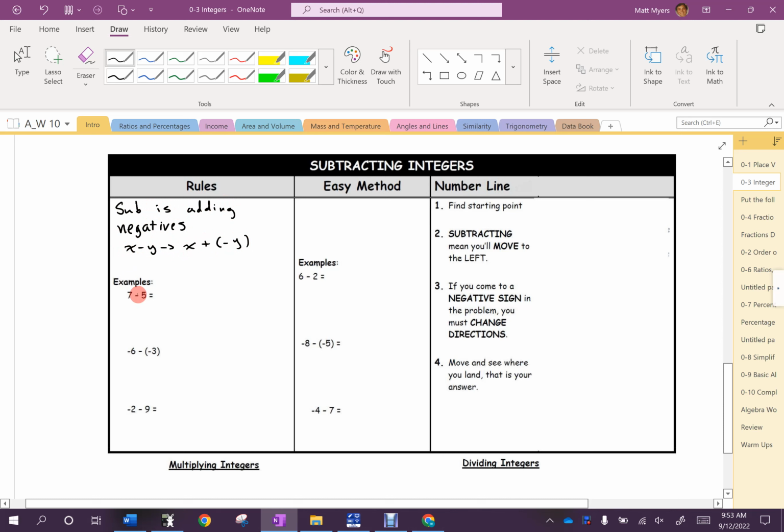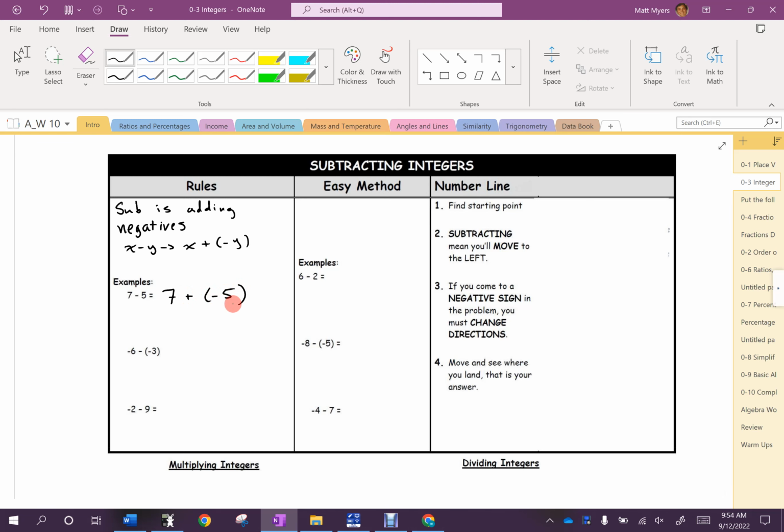So 7 minus 5 isn't real. What it actually is, is 7 plus negative 5. That's it. And yet, subtraction causes people problems. Even when I let you use your calculators, kids screw up subtraction. Okay? Let's try to not screw up subtraction. That's my goal.